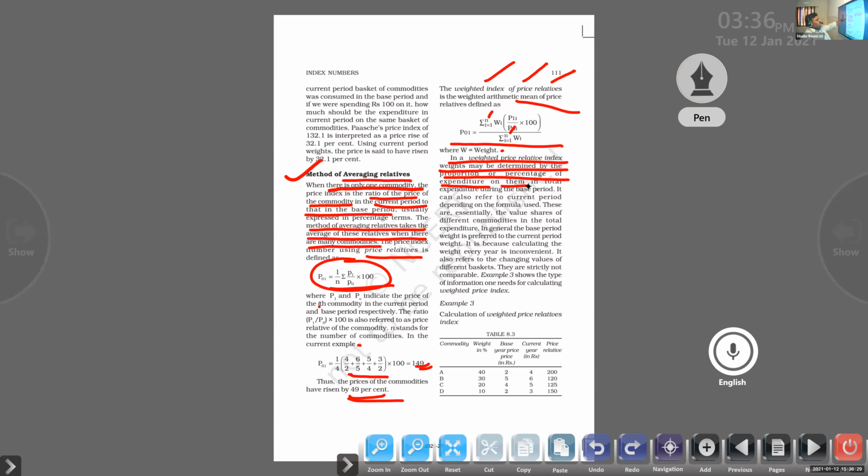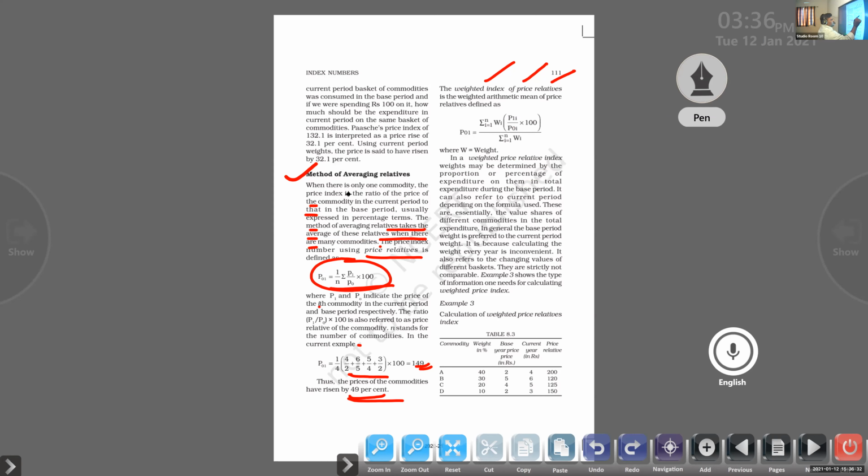In total expenditure during the base period. So here also, first we are giving preference to the base period. It can also refer to the current period depending on the formula used. These are essentially the value shares of different commodities in the total expenditure. In general, the base period weight is preferred to the current period weight, because calculating the weight every year is inconvenient. We will discuss that with the example. Just read it and underline the things I told you to underline.